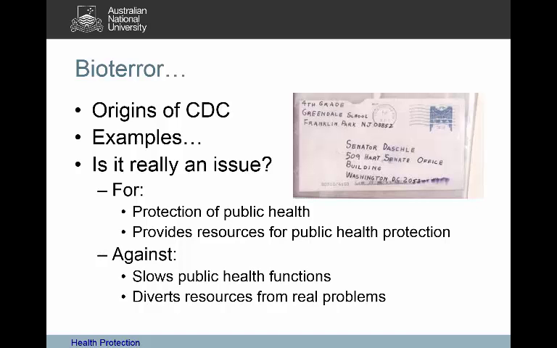Some of the things that are against it being an issue is that it can really slow down public health functions, and it diverts resources from real public health problems.